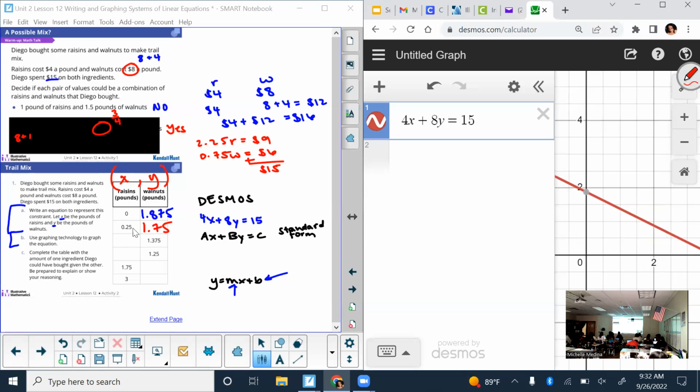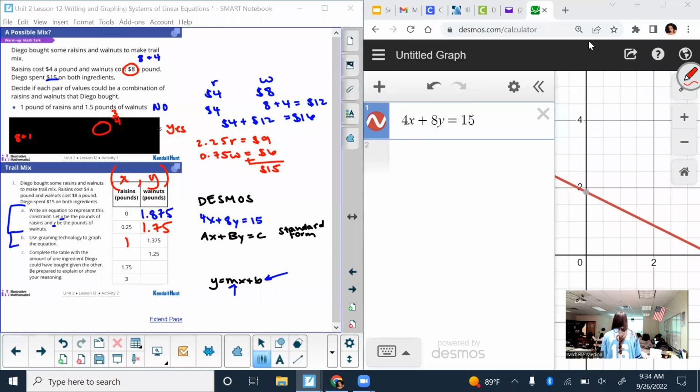So fill in the rest using your graphing technology. Don't call it out yet, but fill in the rest using your graphing technology. Maybe take turns so you can practice for yourself. And then think of other ways that you could solve this if you didn't have graphing technology, because we have solved problems like this before. I just don't know if you remember.